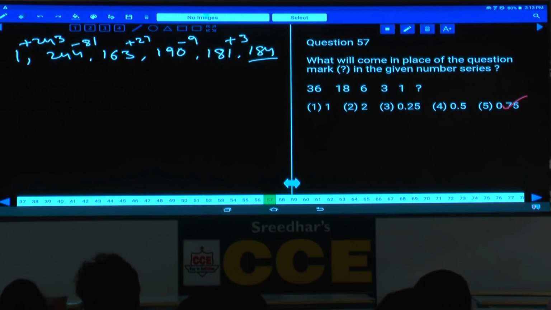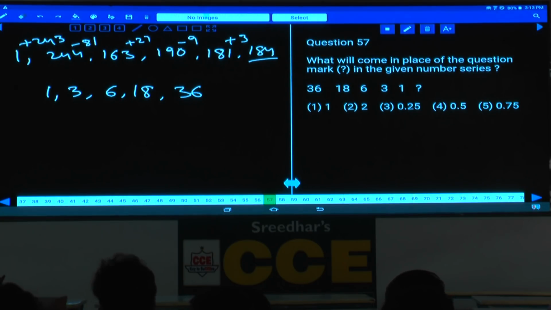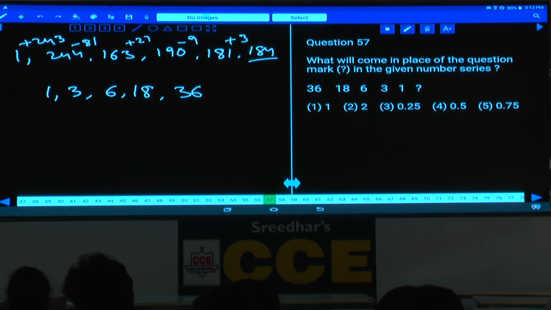Then 57. Now in this question number 57, numbers are in the descending order, hence we should start in the reverse order. 1, 3, 6, 18 and 36. How to represent this one? 1, 3. Now 18 and 36. How can you represent this one? 1 into 3, 3 into 2, 6 into 3, 18 into 2, alternately into 3, into 2, into 3.